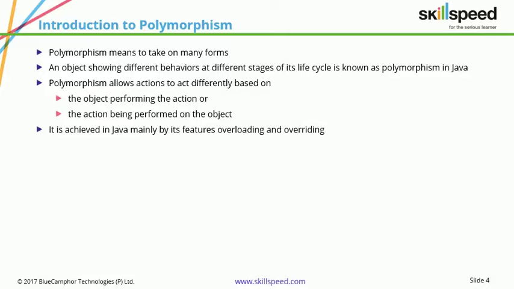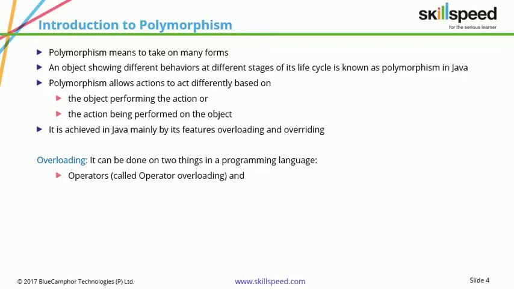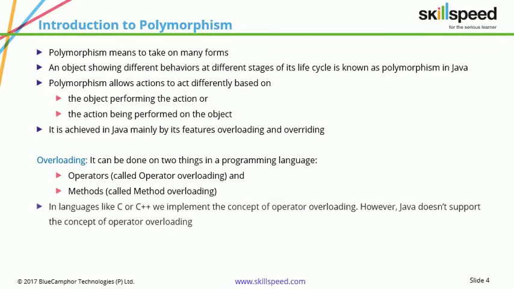Polymorphism is achieved in Java mainly by its features overloading and overriding. Overloading can be done on two things in a programming language: on operators, which is called operator overloading, and on methods, called method overloading. In languages like C or C++, we implement the concept of operator overloading. However, Java does not support operator overloading. So we are only left with method overloading as per Java. Now let us look at the method overloading part.